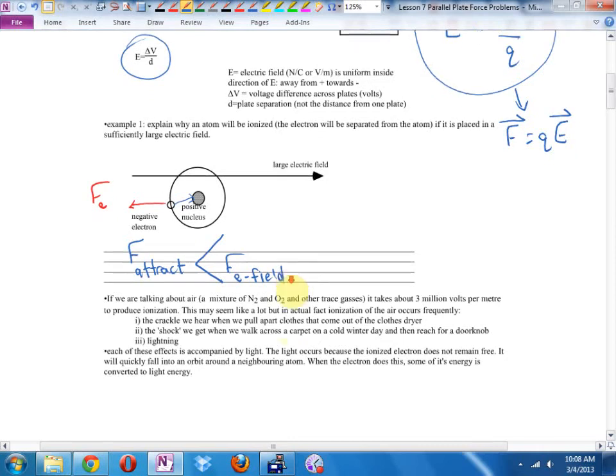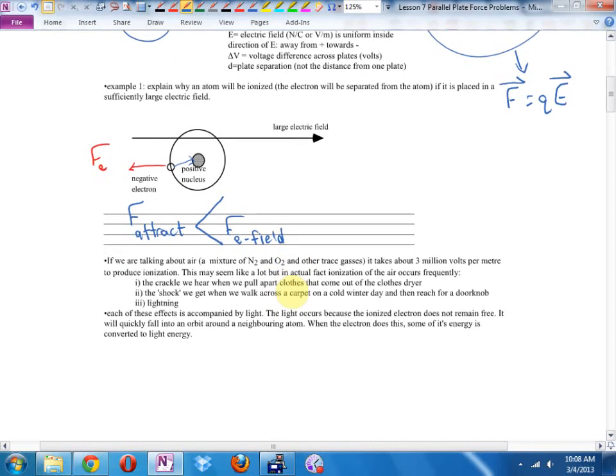Now, specifically what we want to look at today is air, which is mostly nitrogen and oxygen. Yes, there's other stuff, but mostly nitrogen and oxygen. Turns out you can ionize electrons from air with about 3 million volts per meter. If you have an electric field of 3 million volts per meter, you can separate electrons from nitrogen and oxygen air molecules.